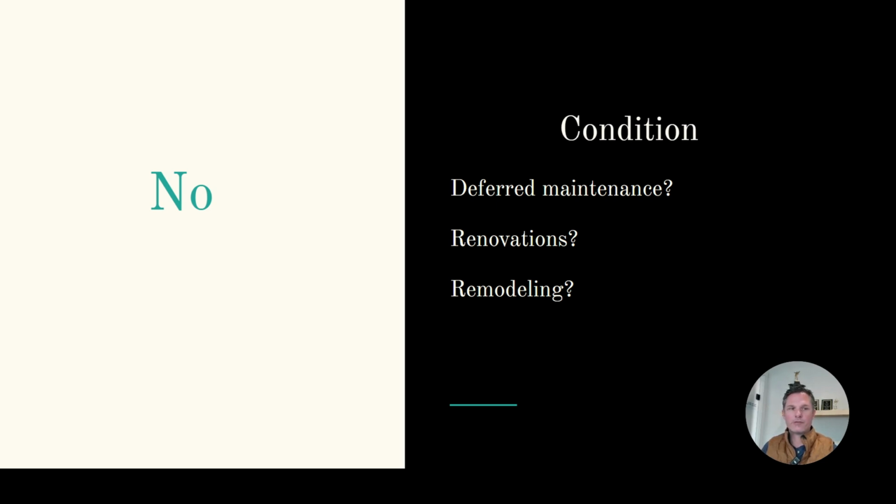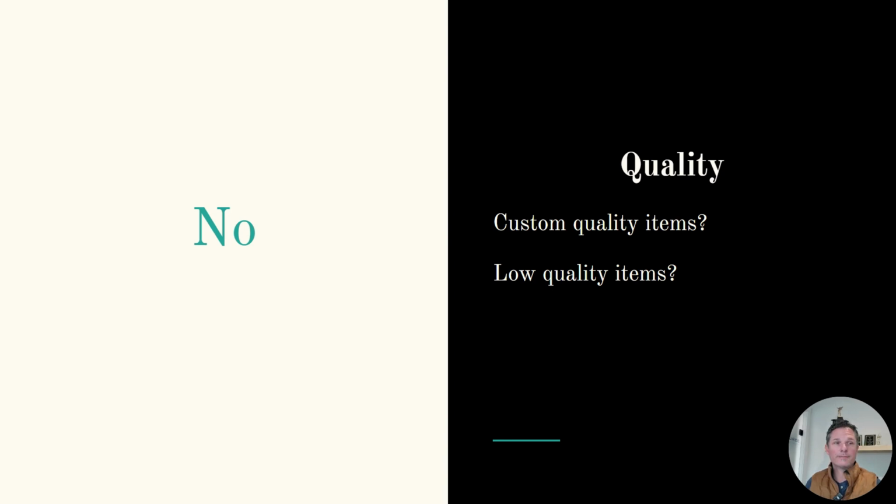Have there been renovations or remodeling? Those things can come into effect. Quality. Custom quality items, maybe it has some really cool features and the quality is just top notch. What if they're really low quality items? You might say, what are those? It could be low quality flooring, low quality general construction. What if it's a mobile home, or if it has ceiling tiles instead of sheetrock or something like that? So those are all your low quality items you might want to consider.